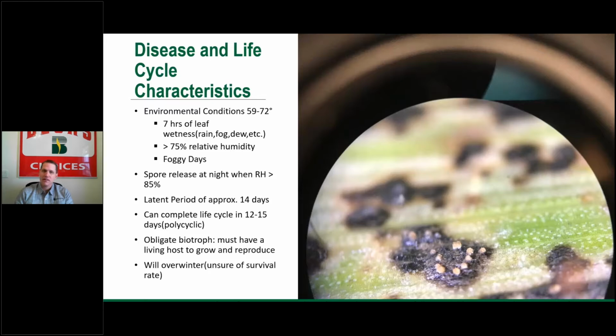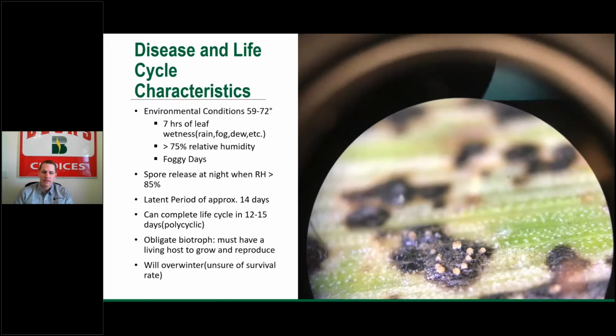And this is a pretty aggressive disease. Its life cycle can be completed in as little as 12 days, and it's polycyclic, meaning that it will have multiple generations per year. So once we start seeing the infection, more than likely, if the environmental conditions are conducive to reinfections, we'll see that disease or that incidence level increase in those fields.